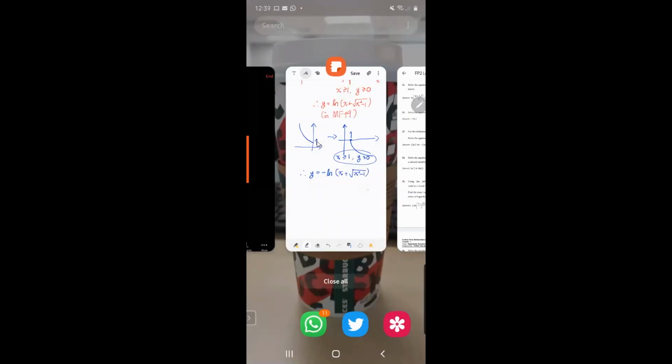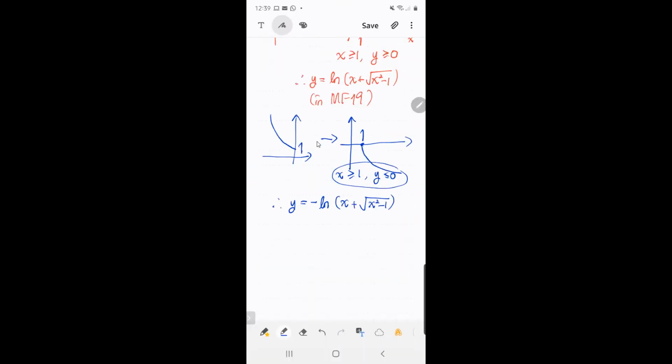But the domain is not x greater than or equal to 1. I think the domain should be, I will check again later how to modify the question. No matter what, you have only one answer for the new syllabus. Do you get me? Any problem? No, sir. Thank you.